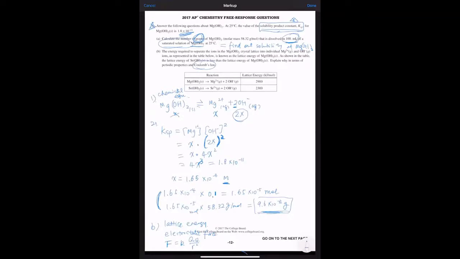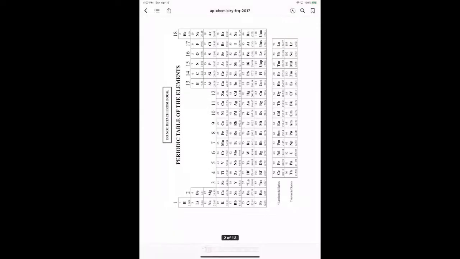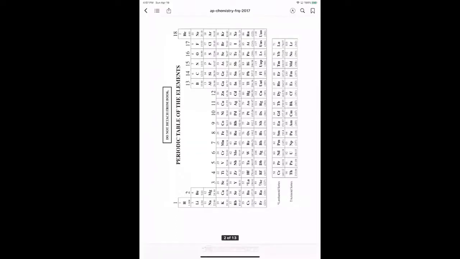Then when we apply this, we need to find out the charge and the size, the distance. So if we compare these two items and check, we know they belong to the same group. Both of them are group 2A. If you check the periodic table, we need to look at the side. You will find both of them are in the second group, but strontium is at the bottom.